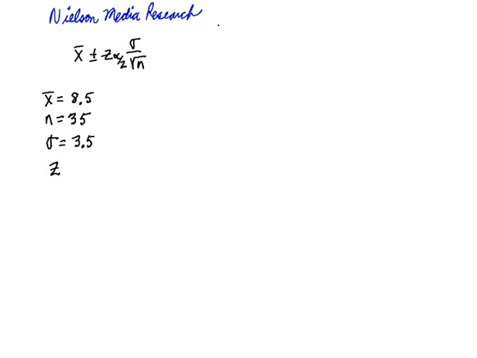And we need the value from the standard normal table, the number of standard deviations. Now this is a 95% confidence interval, so alpha is 0.05. And we're going to be looking up z.025, and that actually is 1.96. So I'm going to go ahead and plug everything into my confidence interval formula.